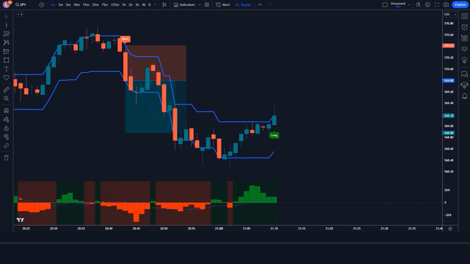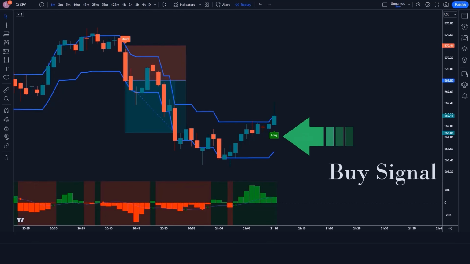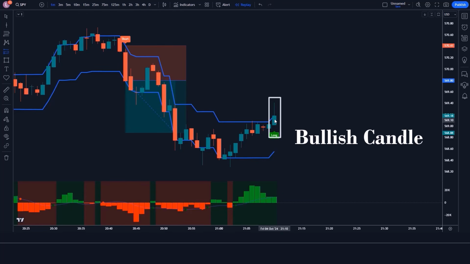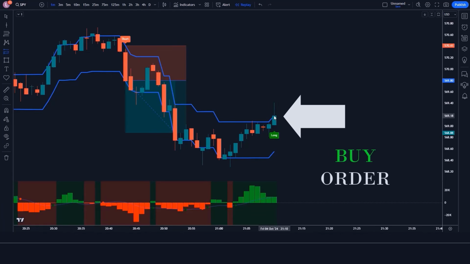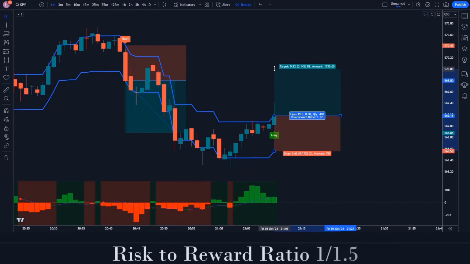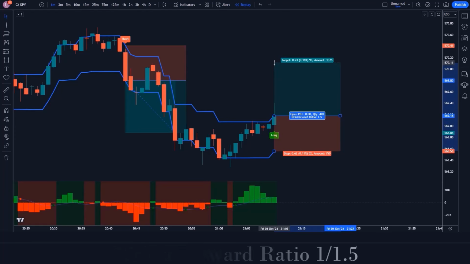We have got the signal. Here the Black Pica's Dust indicator gives us a buy signal. Here the Klinger Volume Oscillator shows a bull histogram. Here the market has made a bullish candle to give confirmation. So all our conditions are being fulfilled, so we are placing an order to buy. Our stop loss is to be placed at the bull line. And the risk to reward ratio will be 1:1.5.